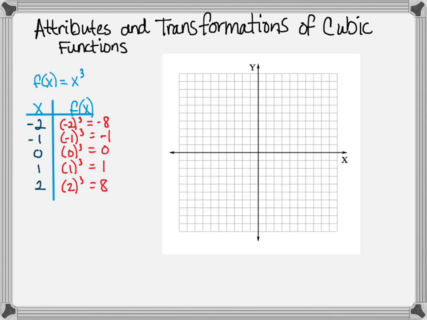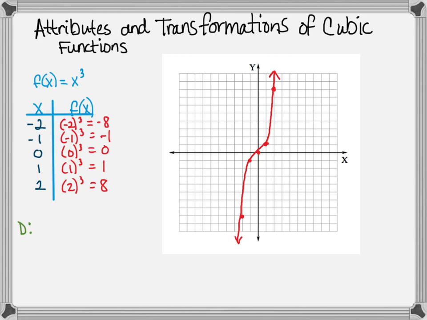I'm plotting these points. We have -2, -8. We have -1, -1. We have 0, 0. We have 1, 1. We have 2, 8. And sketching in our curve, there is a graph of our parent cubic function. And from this graph, we can identify some of its attributes.